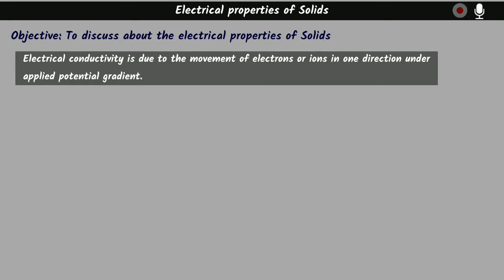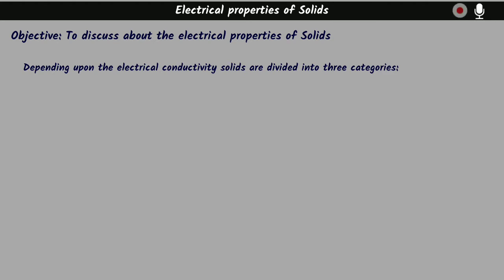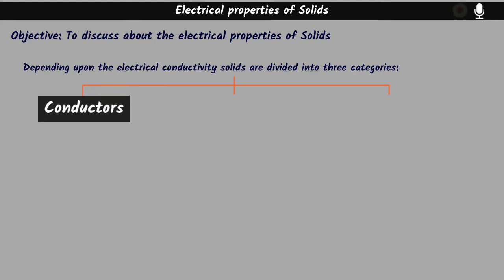And in the case of an ionic solid, the conductivity comes from the movement of ions in their electrolytic solutions. Depending upon the speed of this movement of electrons from one position to other positions, or the speed of the movement of the ions, the solids are divided into three categories. The first category is known as conductors. Conductors can easily conduct electricity.